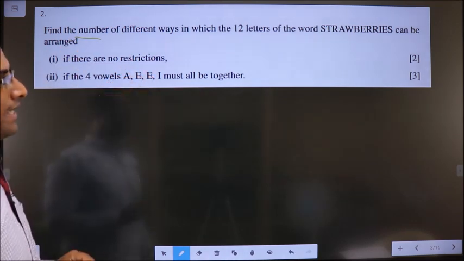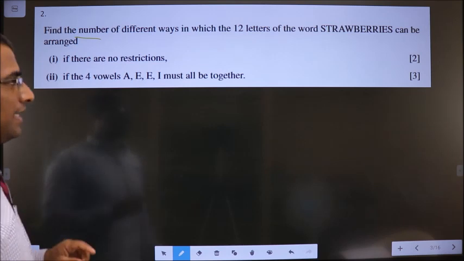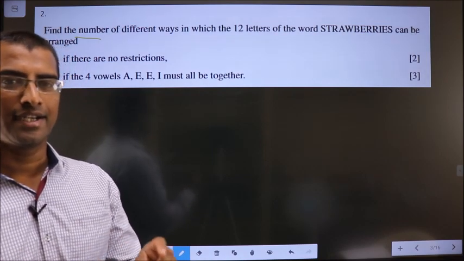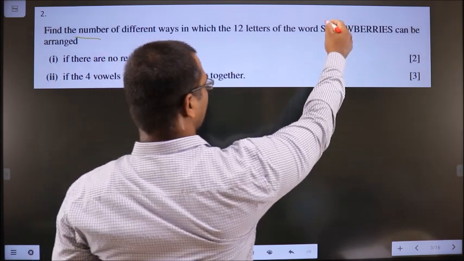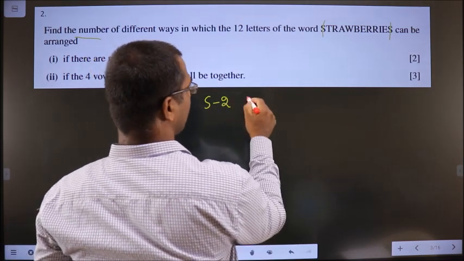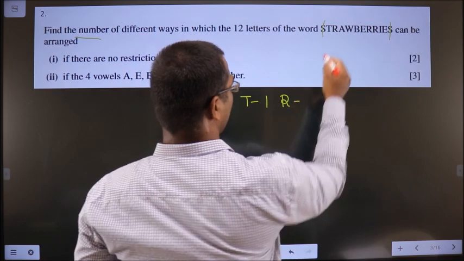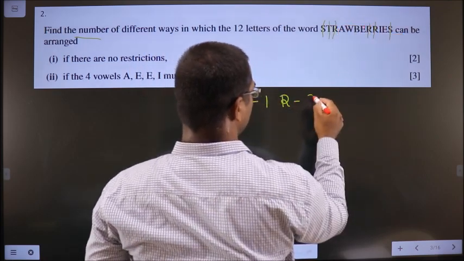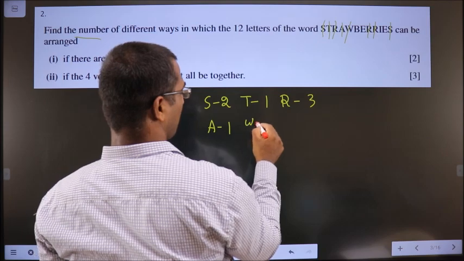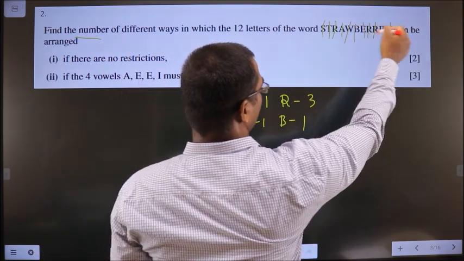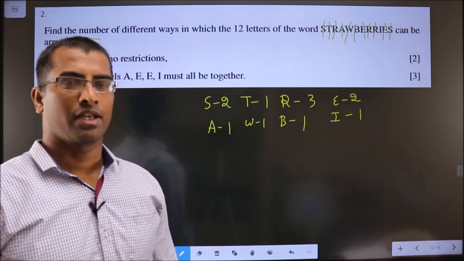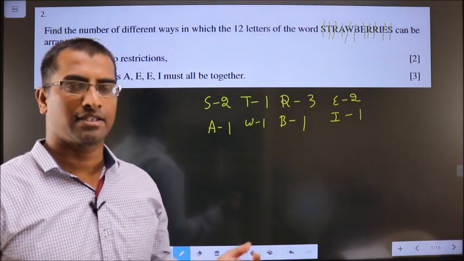Find the number of different ways in which the 12 letters of the word strawberries can be arranged. Whenever you come across a word, write how many times each letter has come. It's a good practice. So starting with S, S has come twice. Next letter T, T is present once. Next letter R, 1, 2, 3, R is present thrice. Next letter A, once. W, once. B, also once. E is twice. And I is once.